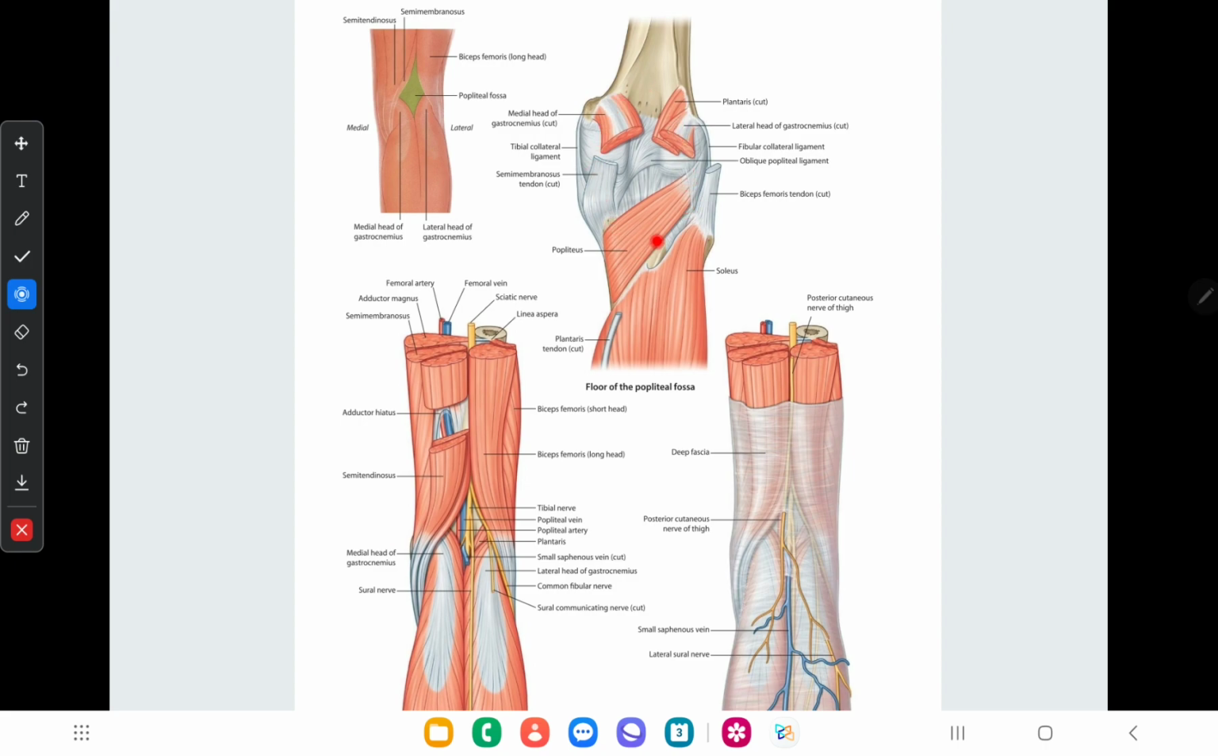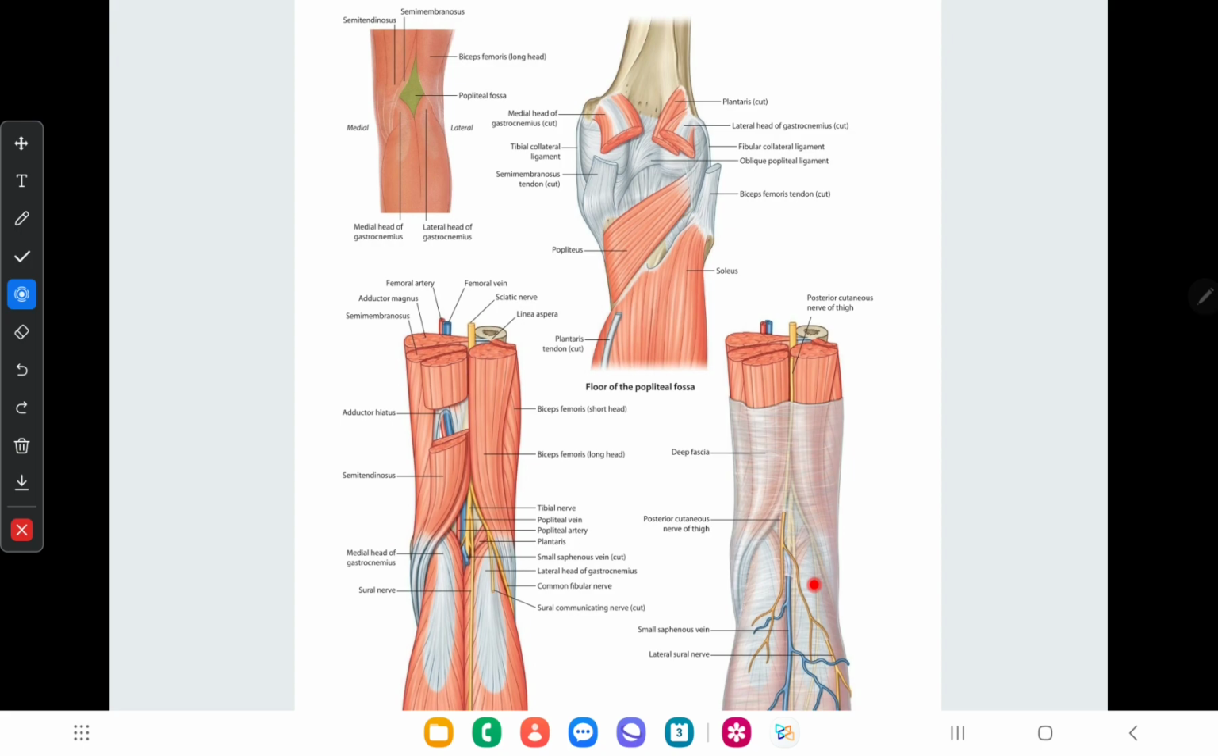Then the structures that form the roof of the popliteal fossa are skin, then superficial fascia, then deep fascia as you can see here. The deep fascia is pierced by the small saphenous vein and the posterior cutaneous nerve of the thigh. These structures form the roof of the popliteal fossa.